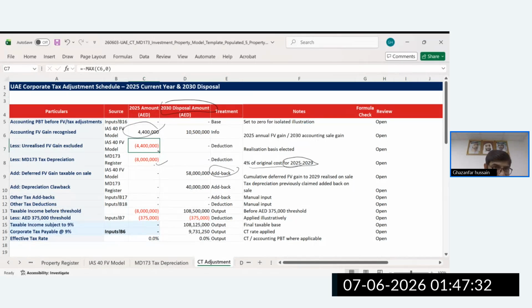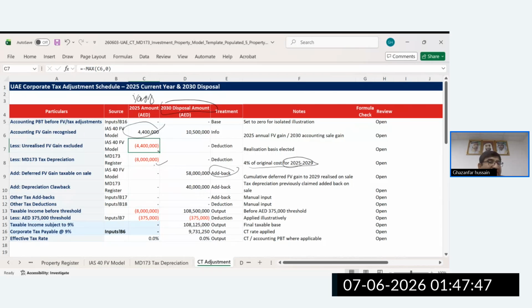So keep focus here also. This is the yearly adjustment, so that we can go back and check that this calculation is coming correct from the previous years. Okay, and the year of disposal.